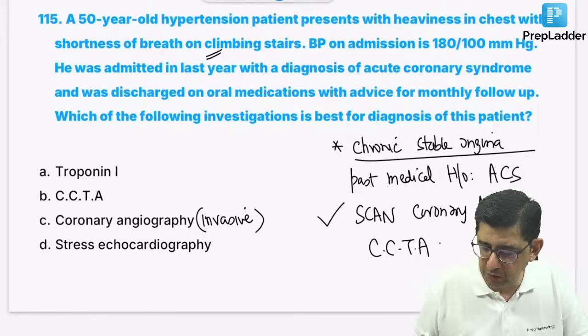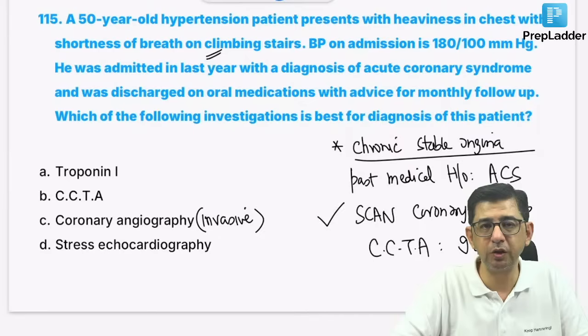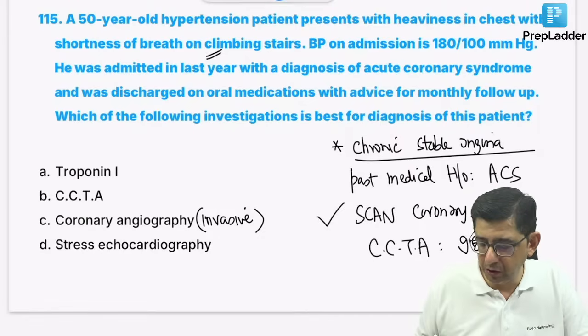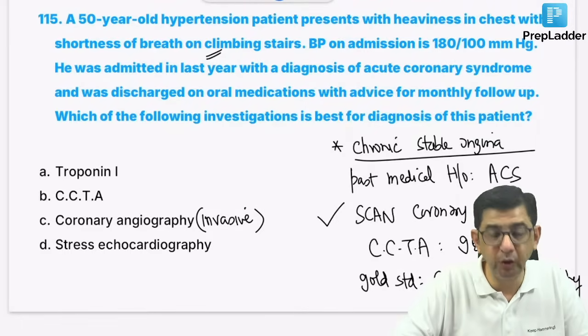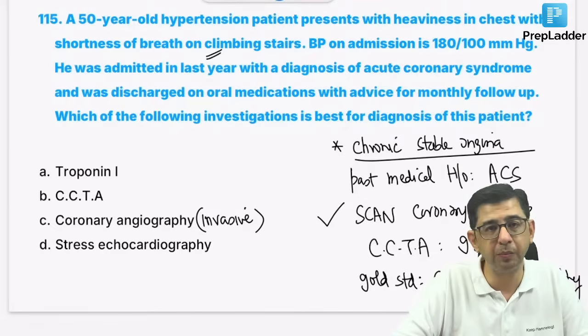It has a diagnostic accuracy, if you listen to the video, of over 98%. Whereas the gold standard investigation that we talk about is invasive coronary angiography, which will obviously have 100% accuracy for detection. So we are basically debating regarding what we will be doing in this patient, that is option number B or option number C.